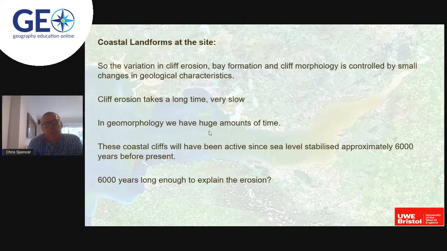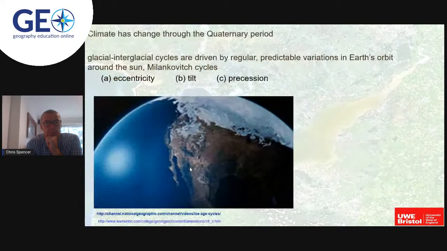And these coastal cliffs that we're looking at at this site will have been active since sea level stabilized approximately 6,000 years ago, something of that kind of order. And we can start to think, well, is that long enough to explain all of this erosion, all of the erosion that we've got on these cliffs and opening up all of those different bays? Is 6,000 years enough at these very, very slow rates? I think it's worth considering what else might be going on here if it's not 6,000 years.